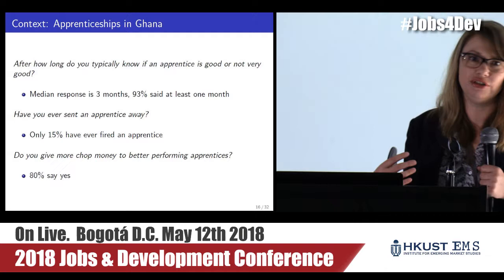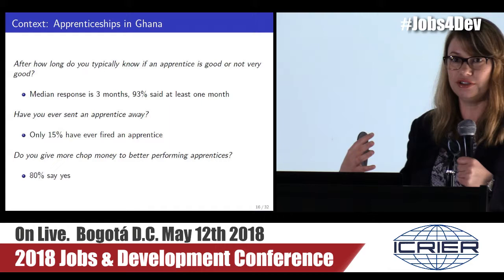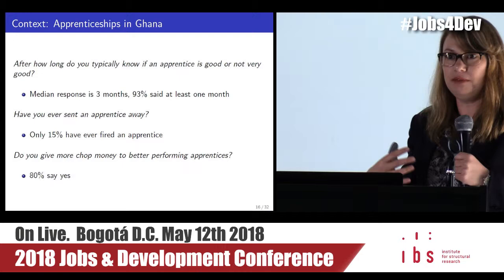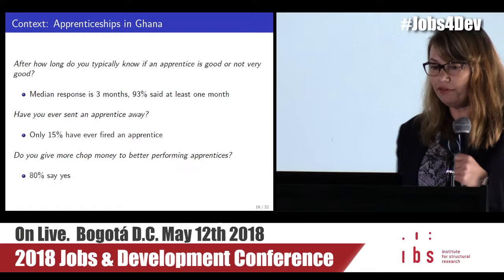So you can't, as soon as you find out that someone's not very great, send them away. I think of this as like grad students and advisors. So you have some incentive to do some pre-screening because you're kind of committed to this person over a relatively long period.